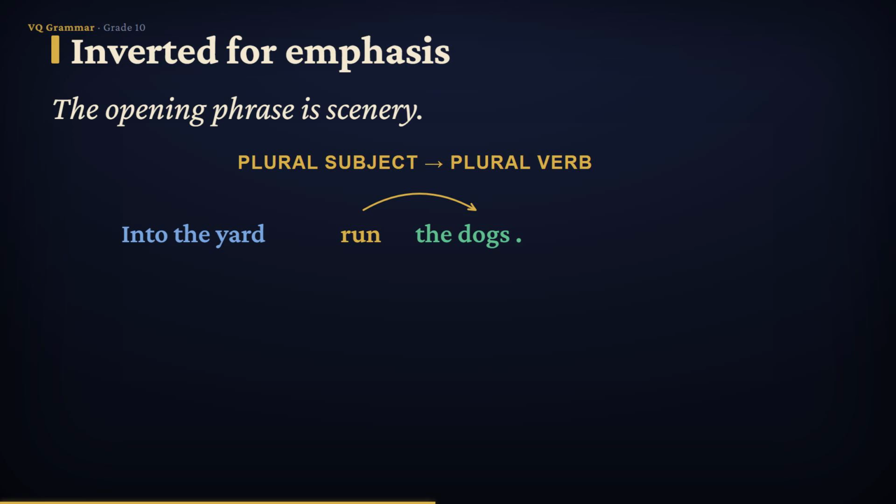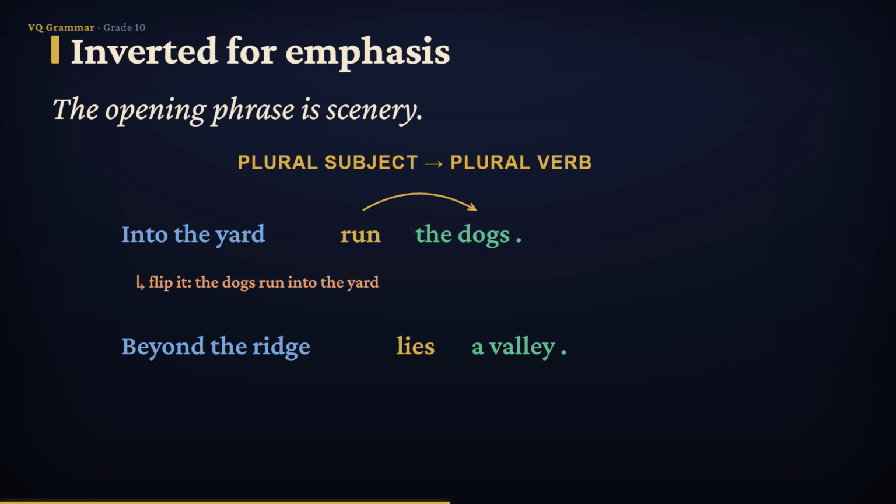Flip it back and you can hear it. The dogs run into the yard. Here is another one. Beyond the ridge lies a valley. Who or what lies? A valley. One valley, singular. So the verb is lies, with an S on the end.